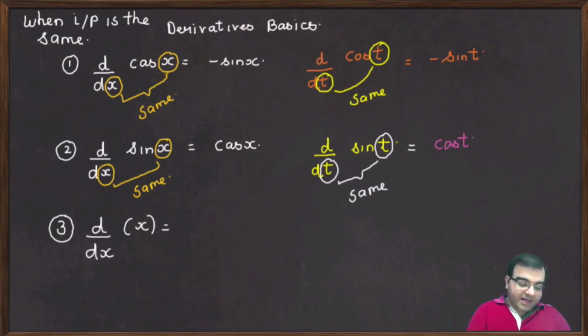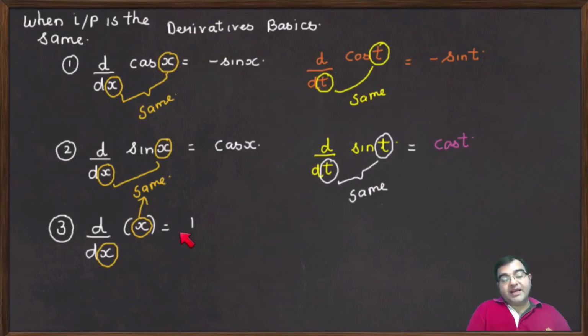Now the third formula is derivative of input. That's it. How do you read this? Derivative of input, but this input and this input should be the same. So derivative of input, the answer is 1. Remember, any input you take, if I say derivative of input, the answer is 1.